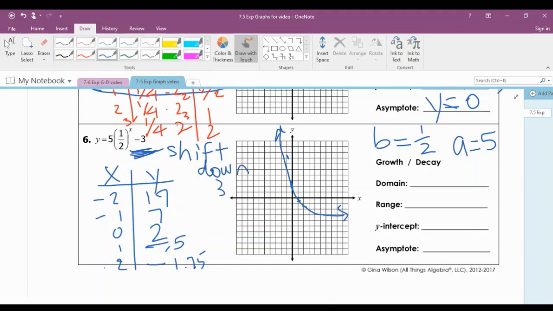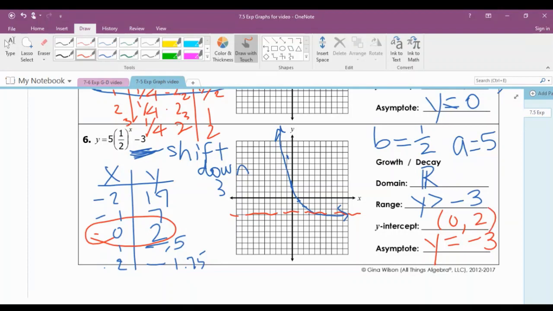So looking at the graph, well, first the domain, all reals, but looking at the graph, I can see that this graph is above that -3. So that right there tells you where your graph is going. And that's also your asymptote. So I'm going to go ahead and draw that in because we're talking about that right now. So that is y equals -3. And then your y-intercept, looking back at the table, your y-intercept is 0, 2, which we have right there.